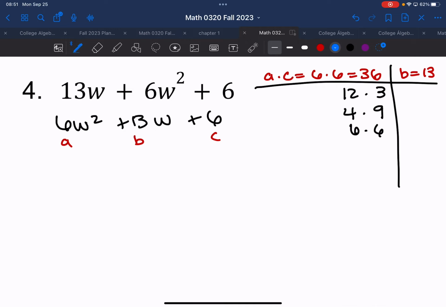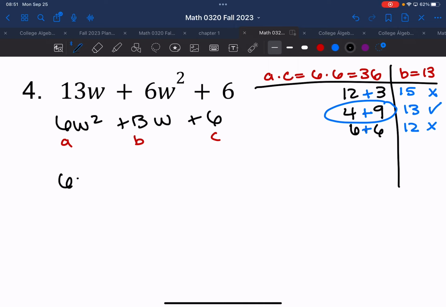Now I add these numbers across to see if I get 13. 12 plus 3 is 15, so that doesn't work. 4 plus 9 is 13. That works, so right away I know that's my pair. I'm going to go ahead and just add the rest. 6 plus 6 is 12, not 13. Okay, so from here I got my factors of 4 and 9.